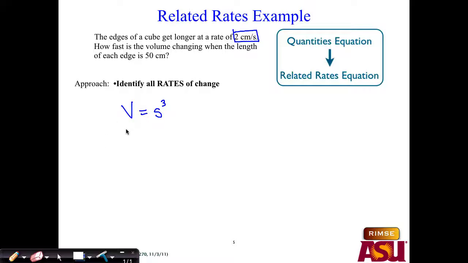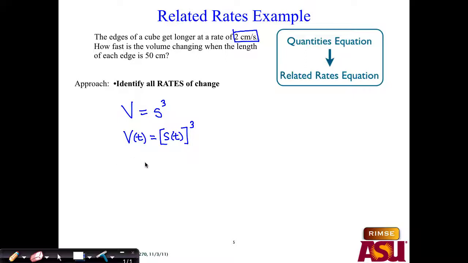So the idea is I can think of volume as a function of time, because if the side lengths are changing at a certain rate, we could actually write out some formula for side length that has a rate of change of a constant 2 centimeters per second, but we don't actually need to do that.